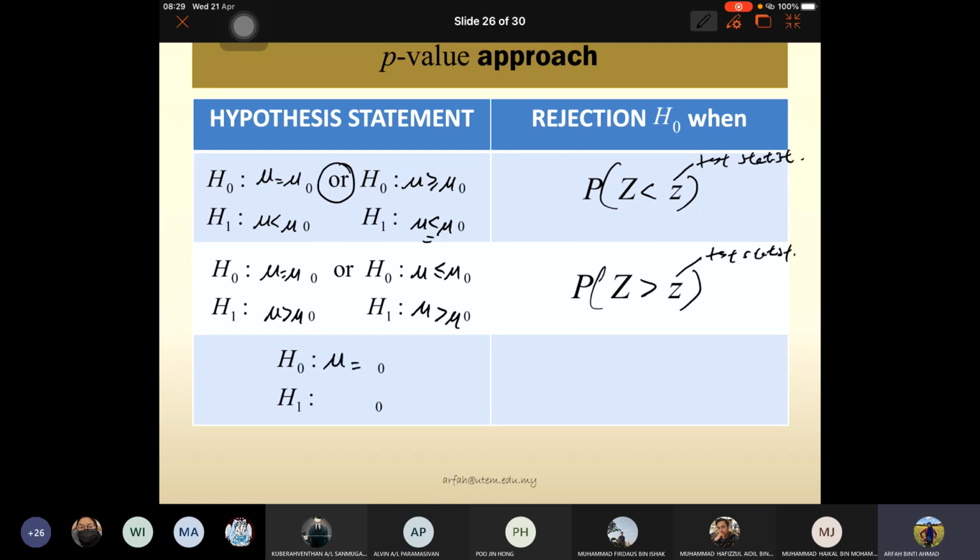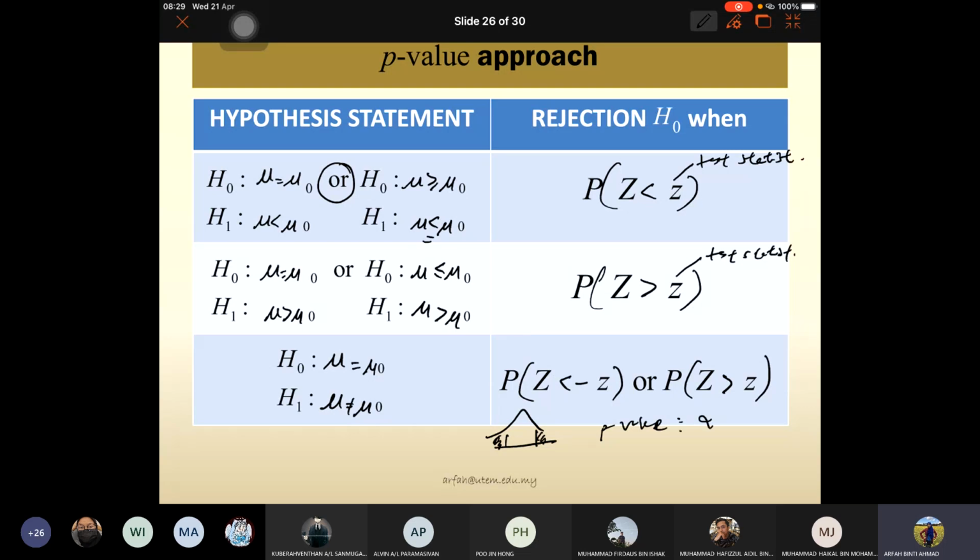So mu equal to mu naught versus mu does not equal to mu naught. That is, this is a two-tailed test. Kita akan reject if probability of Z less than negative Z atau probability of Z greater than the test statistic. Okay. So it's still this one, two-sided. Tapi kita akan tengok nanti p-value and compare dengan dia punya alpha. So yang ini adalah how to get the p-value from here. Okay.